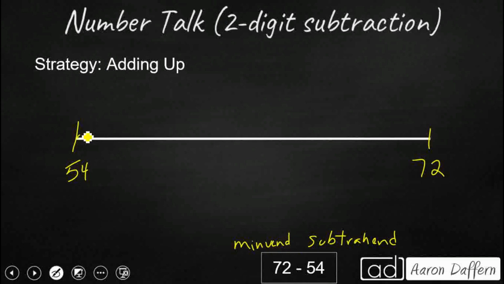And so we're going to take a jump from 54. We want to get to that next 10 above 54. So that next 10 above 54 is going to be 60. We have to think, okay, that's a plus 6. That's how adding up works. We're just going to take little jumps.